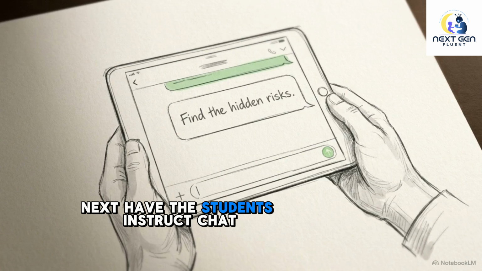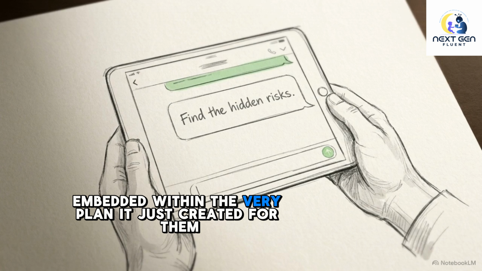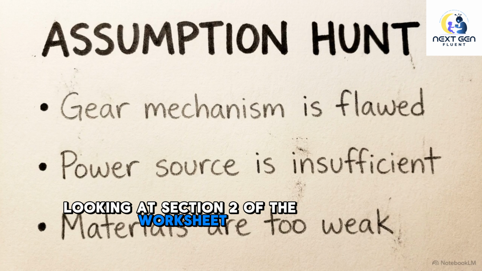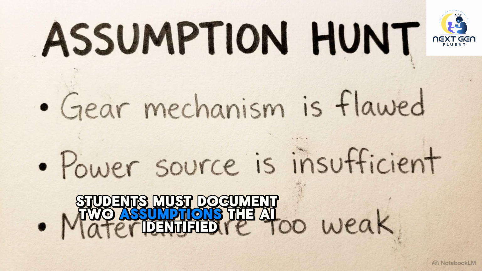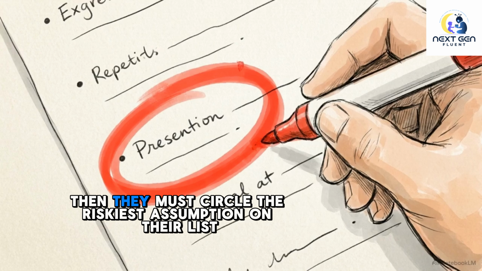Next, have the students instruct ChatGPT to list the assumptions embedded within the very plan it just created for them. Looking at section 2 of the worksheet, students must document 2 assumptions the AI identified, plus 1 they noticed themselves. Then they must circle the riskiest assumption on their list.